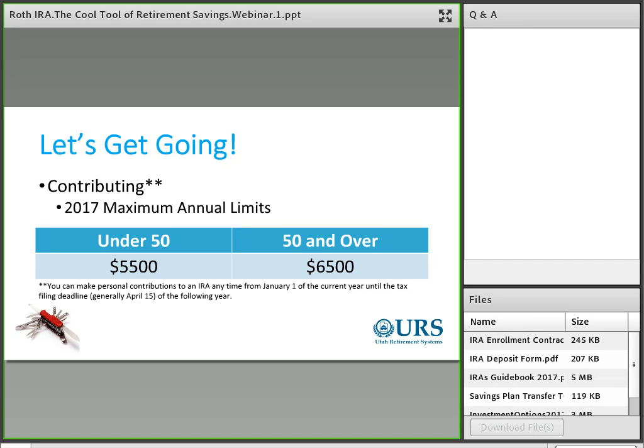If you're going to max that out, for the $5,500, you're looking at around $458 a month. The 50 and over group, maxing that out, it's about $541. And if you look at the bottom where you'll see the two little asterisks, it says you can make personal contributions to an IRA anytime from January 1st of the current year until the tax filing deadline of the following year.